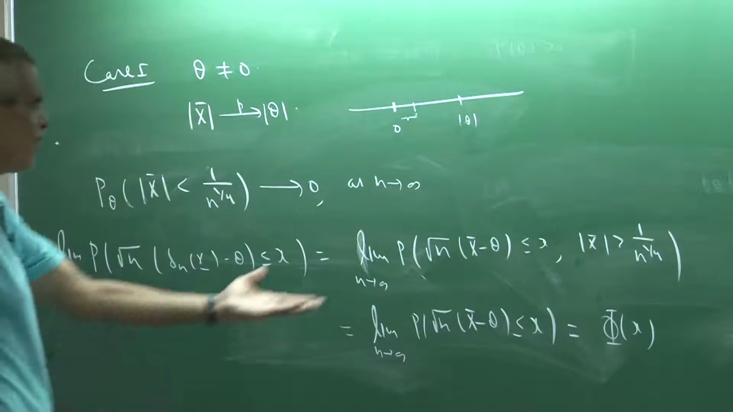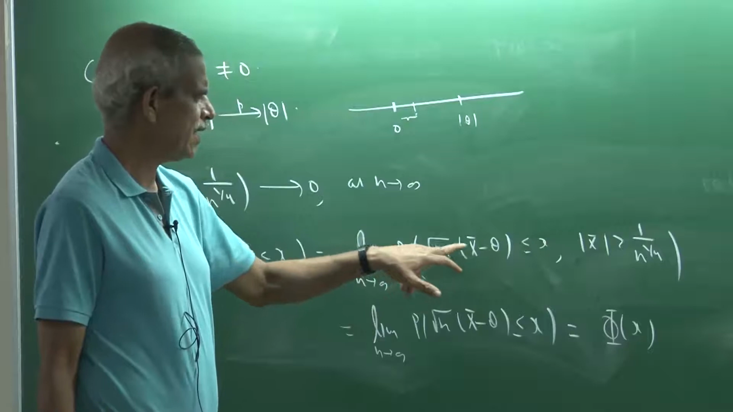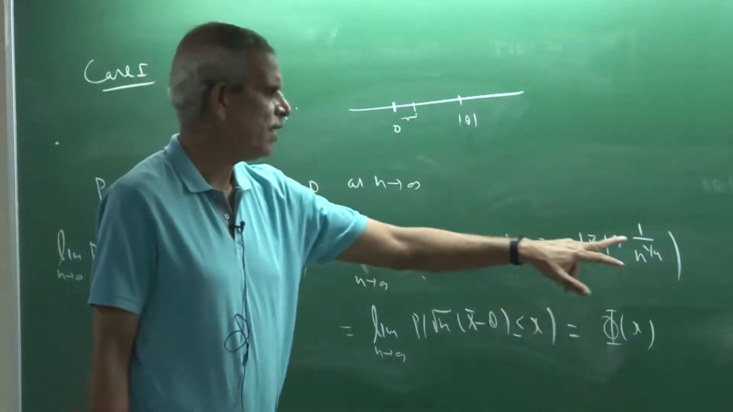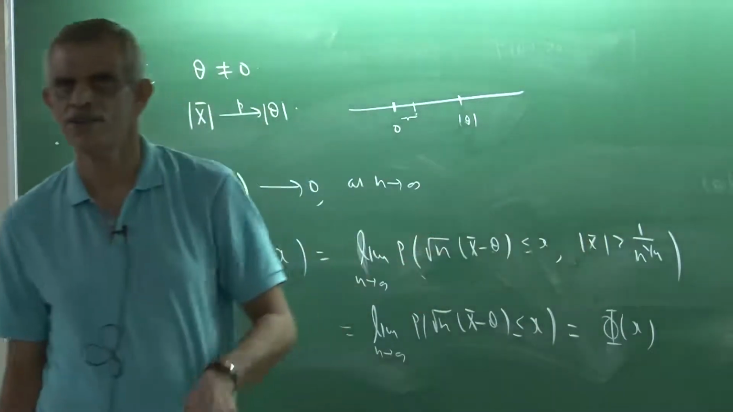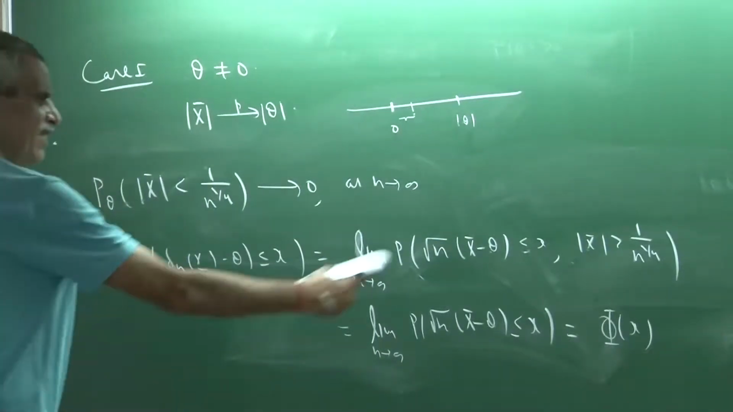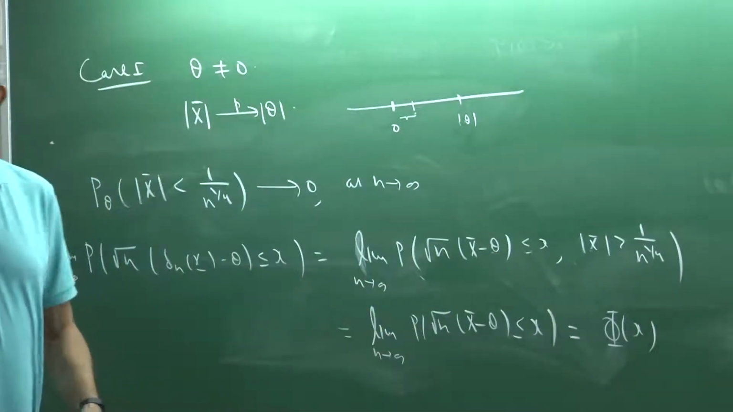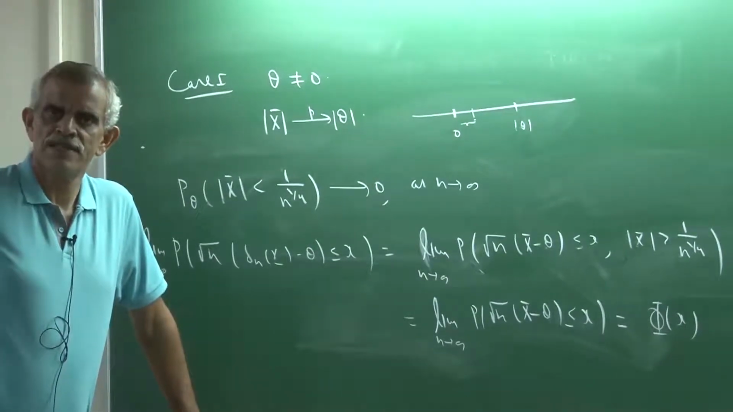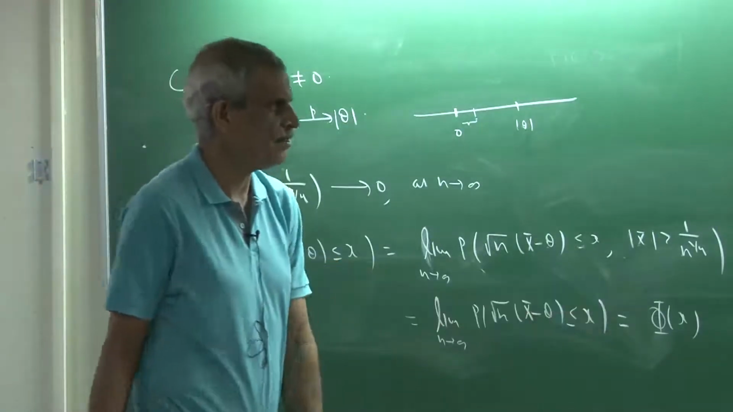All right. If you want, you can write down this probability in two parts: probability root n x bar minus theta less than or equal to x, intersection x bar less than minus 1 upon n to the power 1 by 4, plus root n x bar minus theta less than or equal to x, x bar greater than 1 upon n to the power 1 by 4. You know the distribution of x bar, and you can find it out. But here I have just given you a direct argument, because this probability is going to 1. So if you have a probability of Bn intersection Cn, and probability of Cn goes to 1, then the probability of Bn intersection Cn has to go to P of Bn, which is what is happening over here.